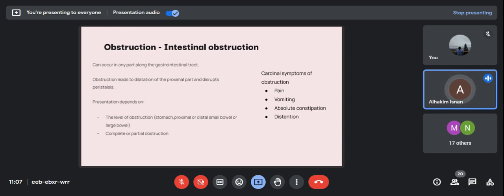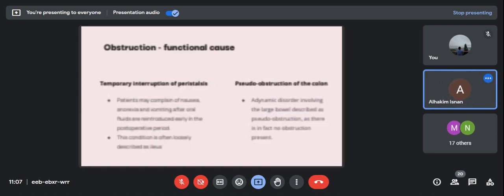For intestinal obstruction, the most common cause is adhesion, whereby the patient has a previous history of abdominal surgery. The second can be hernia, and the last one, of course, colon cancer. Okay, next one.